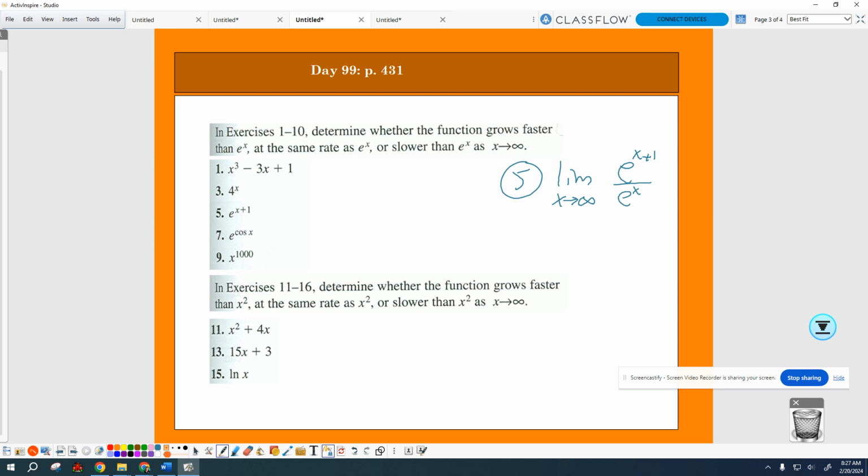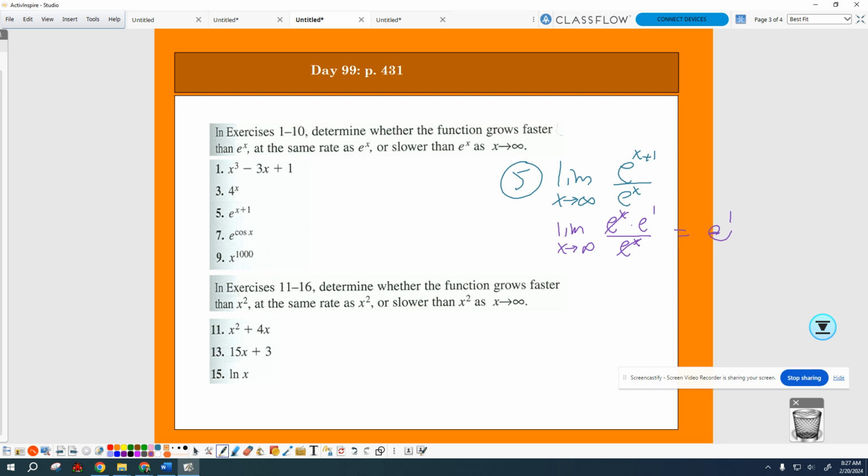What's another one I can do with this before I get into the calculus? Subtract the exponents because they're the same base. So I'm going to pull it apart because I don't know how to subtract. E to the x times e is e to the x plus 1. Those cancel, so it goes to e to the first.